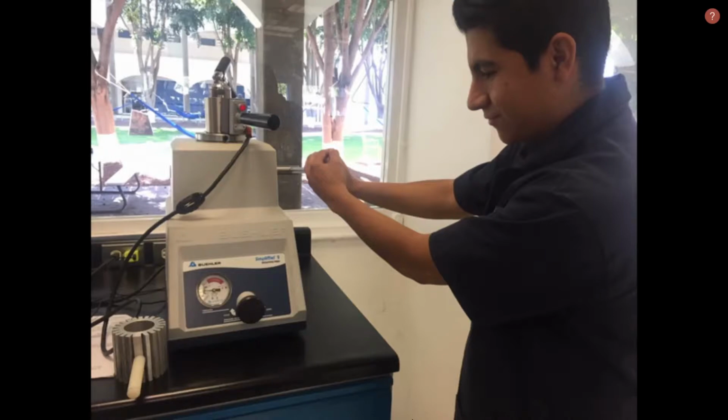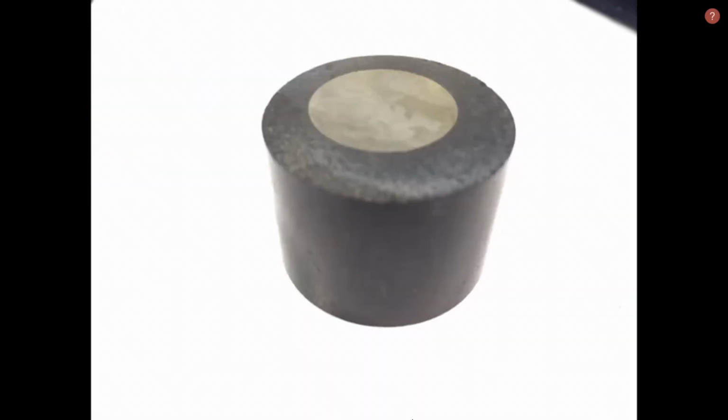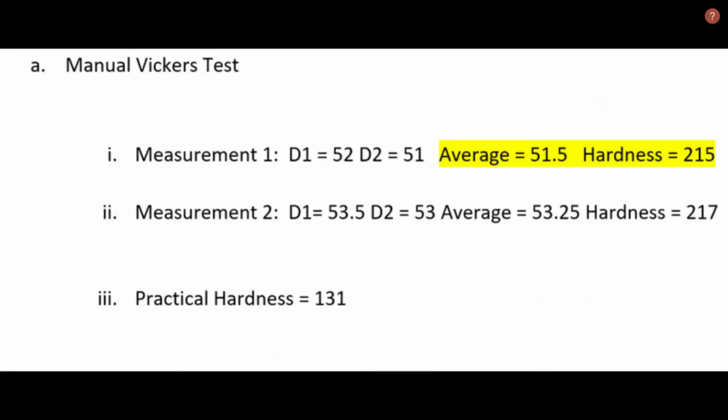The broken test tube was then mounted in bakelite, so I could handle it in an easier way. Once I did this, I started to perform Vickers hardness test. The results from manual Vickers test were diameter number 1, 52, diameter number 2, 51. Then the average was 51.5. The hardness was determined to be 215.